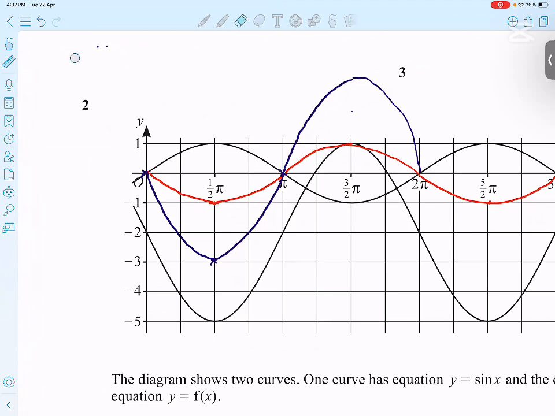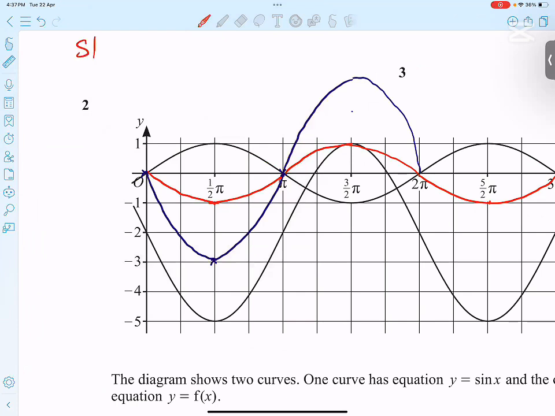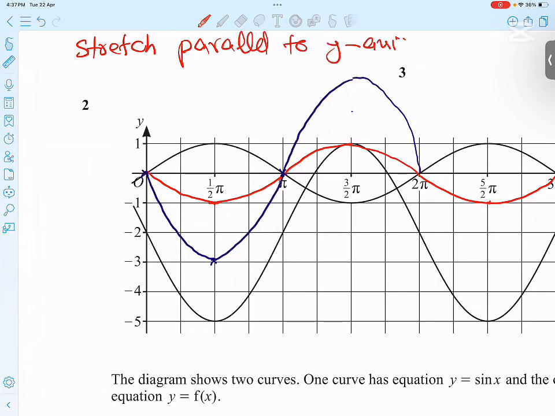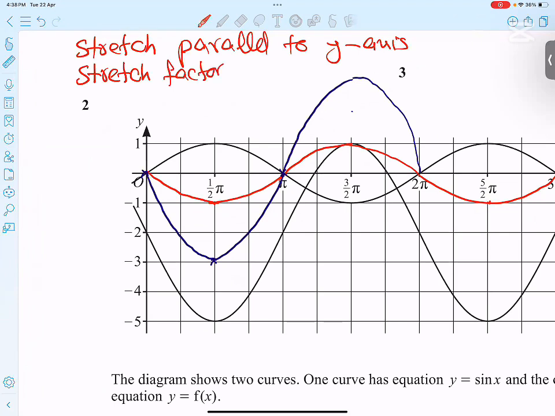Let me write it here in a red color. So it is a stretch parallel to the y-axis, where the stretch factor is equal to 3. Better not to write SF. I read that he mentioned you must write the words stretch factor. Don't write the SF shortcut. Stretch factor is equal to 3.